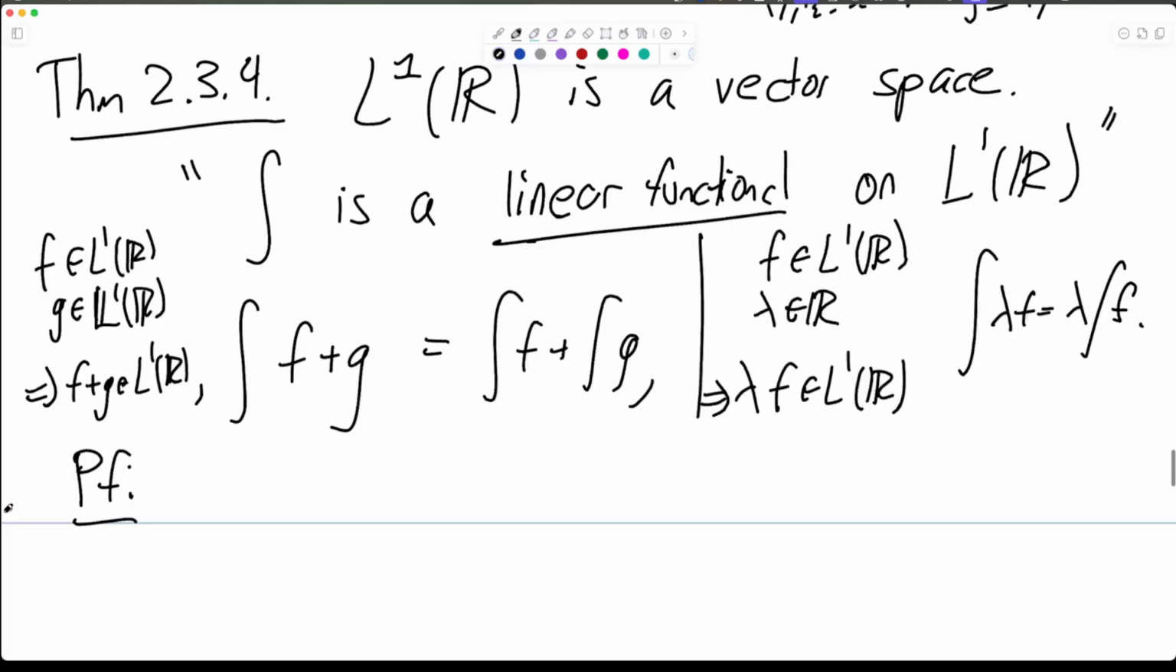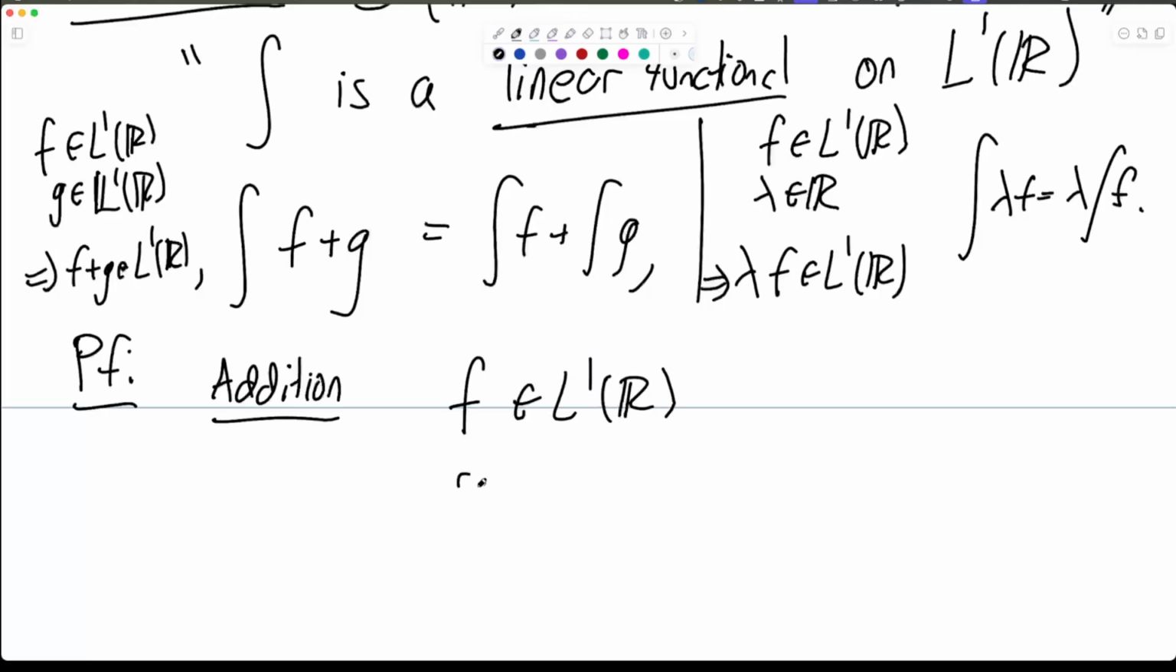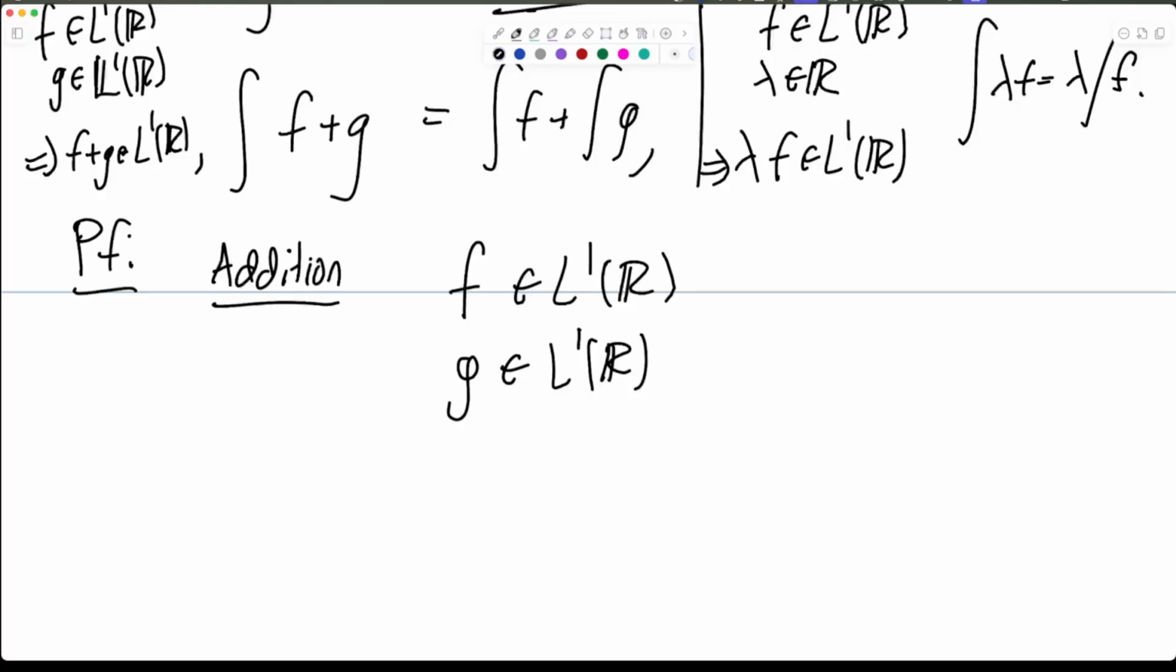So the first bit is that the integral is well defined. We did that. And then the second bit is to do addition. So let's do this. You have f in L1 and g in L1, and we would like to conclude that f plus g is in L1.